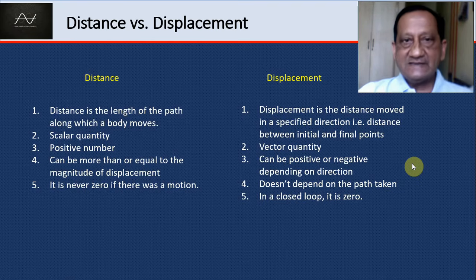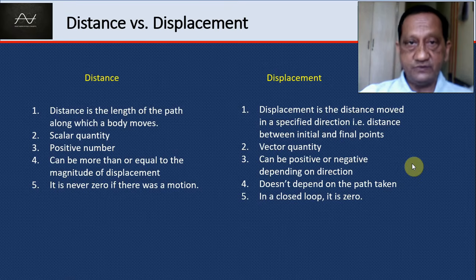So, in the last session, we talked about distance and displacement, and this was a summary of the two quantities. To summarize, distance is the length of the path, which is a scalar quantity, and displacement is a vector quantity, which is a line joining the initial point to the final point, and therefore it doesn't depend on the path. Now, let's talk about speed and velocity.